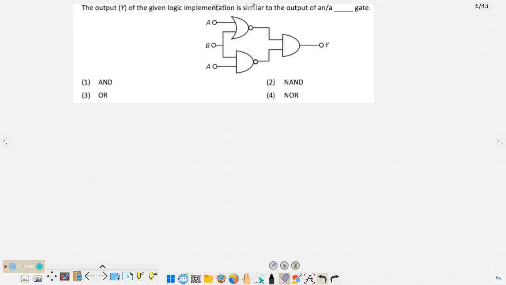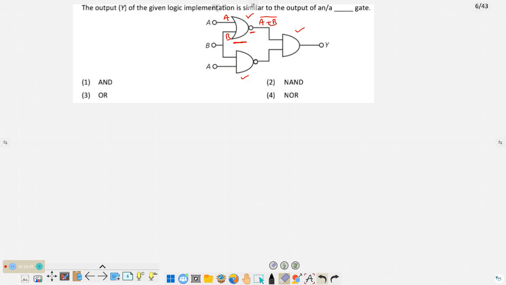The next question, from semiconductor physics, gives a NOR gate, a NAND gate and an AND gate, and asks what the output is. To find the output, first the inputs are A, B, C. This is input A, this is B. What type of gate is it? It is first an OR gate. OR gate means A plus B, and there is a complement, that is A plus B whole bar.